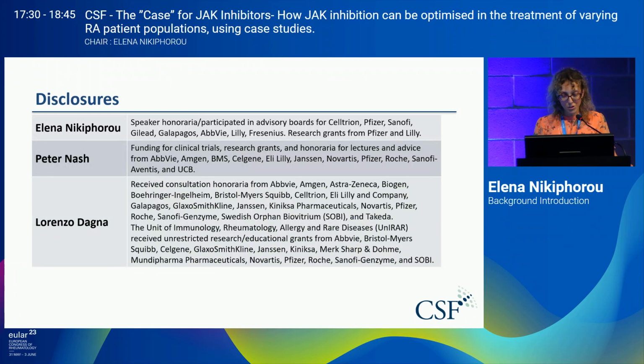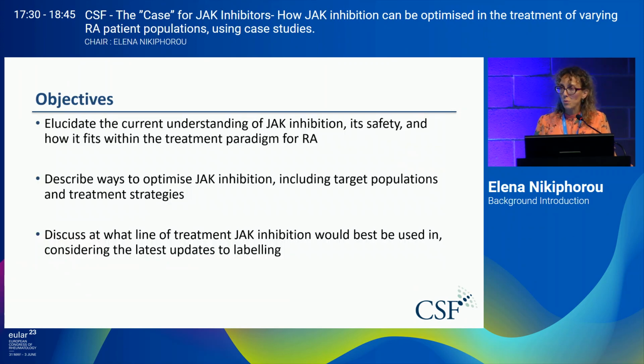These are our disclosures. The objectives of the meeting are threefold. Firstly, to elucidate the current understanding of JAK inhibitors, their safety and how they fit within the treatment paradigm for RA. To think about ways to optimize JAK inhibitor use, including identification of target populations and treatment strategies, and to have discussions around what line of treatment JAK inhibitors would best be used in, considering also latest updates to labeling.